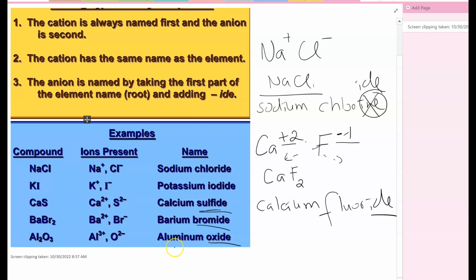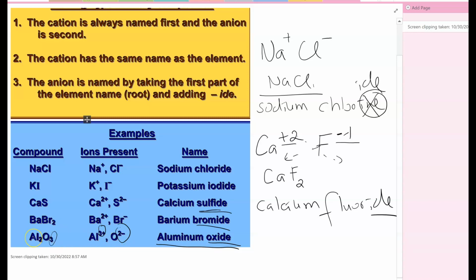And then you can see the same thing with aluminum oxide, right? Oxygen becomes oxide. Aluminum, you can see here, is +3. Oxygen is -2. And you're crisscrossing. You're really finding a common denominator. So if you have 3 oxygens, right here, that's -6.